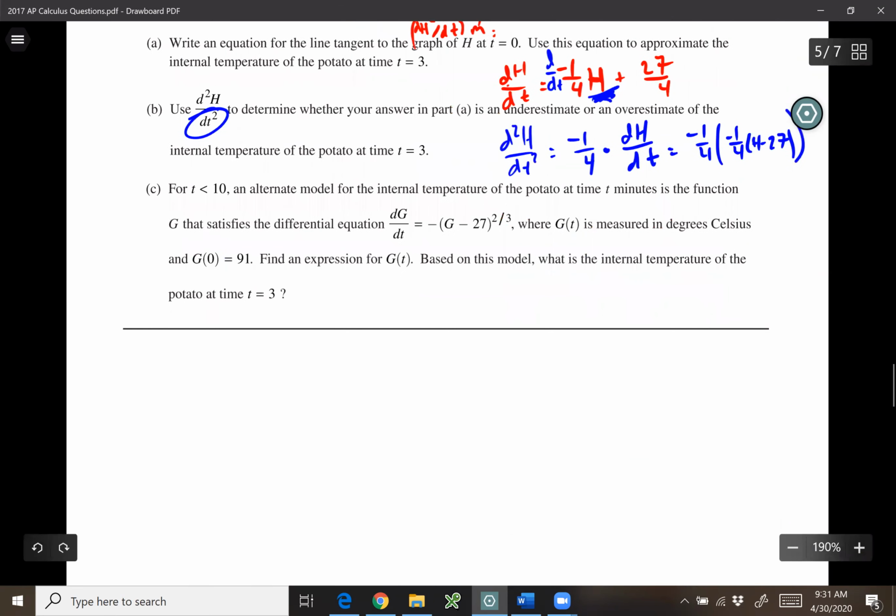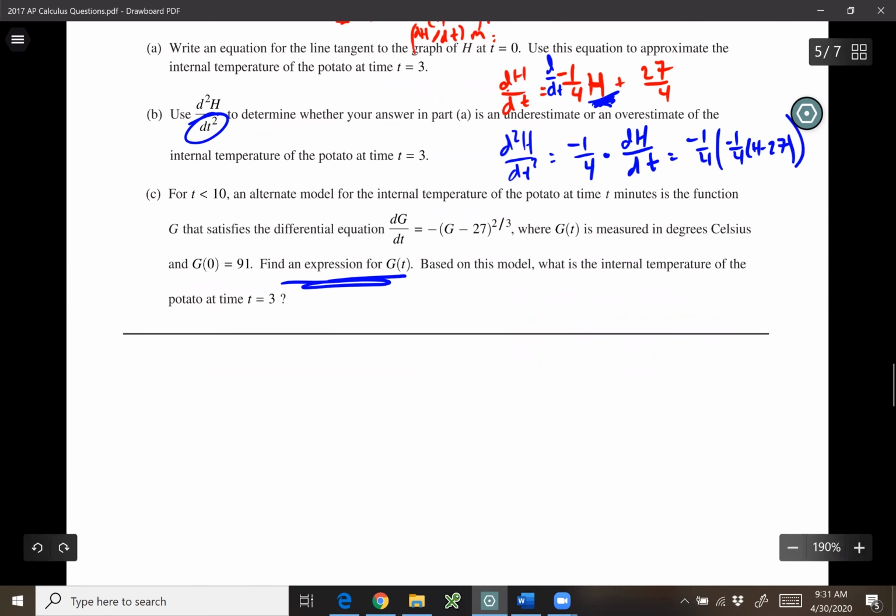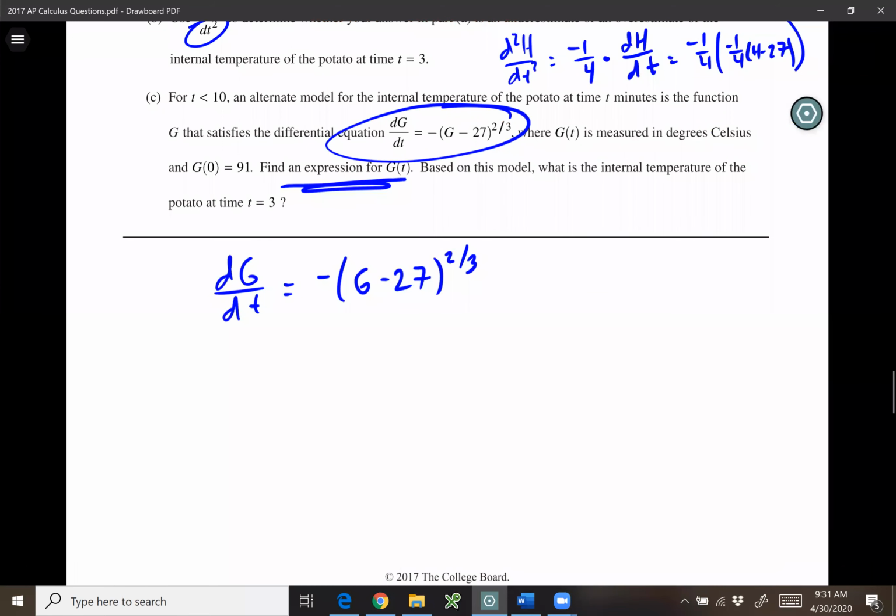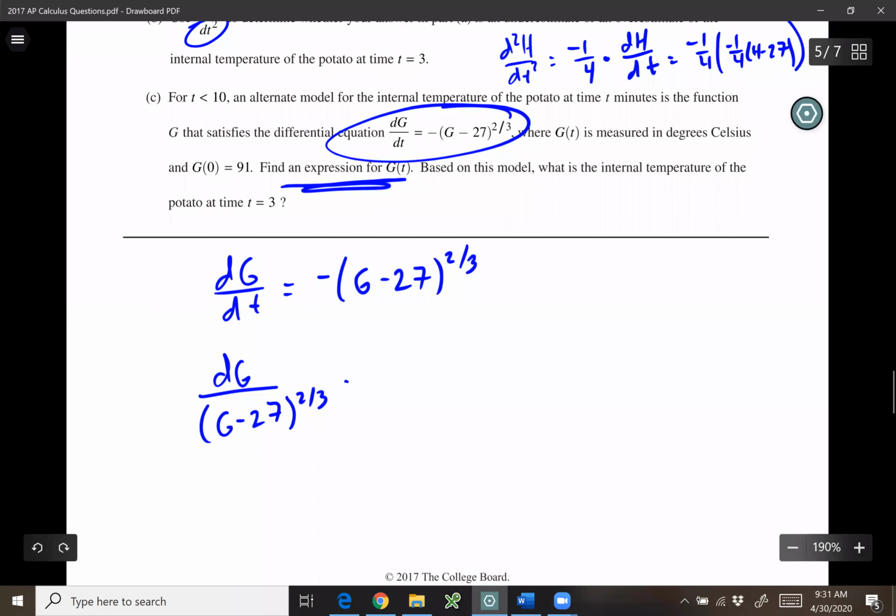Okay, and then C, it says find an expression for g of t. We have the derivative. How do we get from the derivative back to g? That's where we move our y's to one side and our x's to the other side. Well, the issue is this is g instead of y, but treat it just like it was a y and just like it was an x. So we want to put dg divided by (g minus 27) to the 2/3 equals -1 dt, right? I divided that, I moved times dt, and I moved the g to the other side.